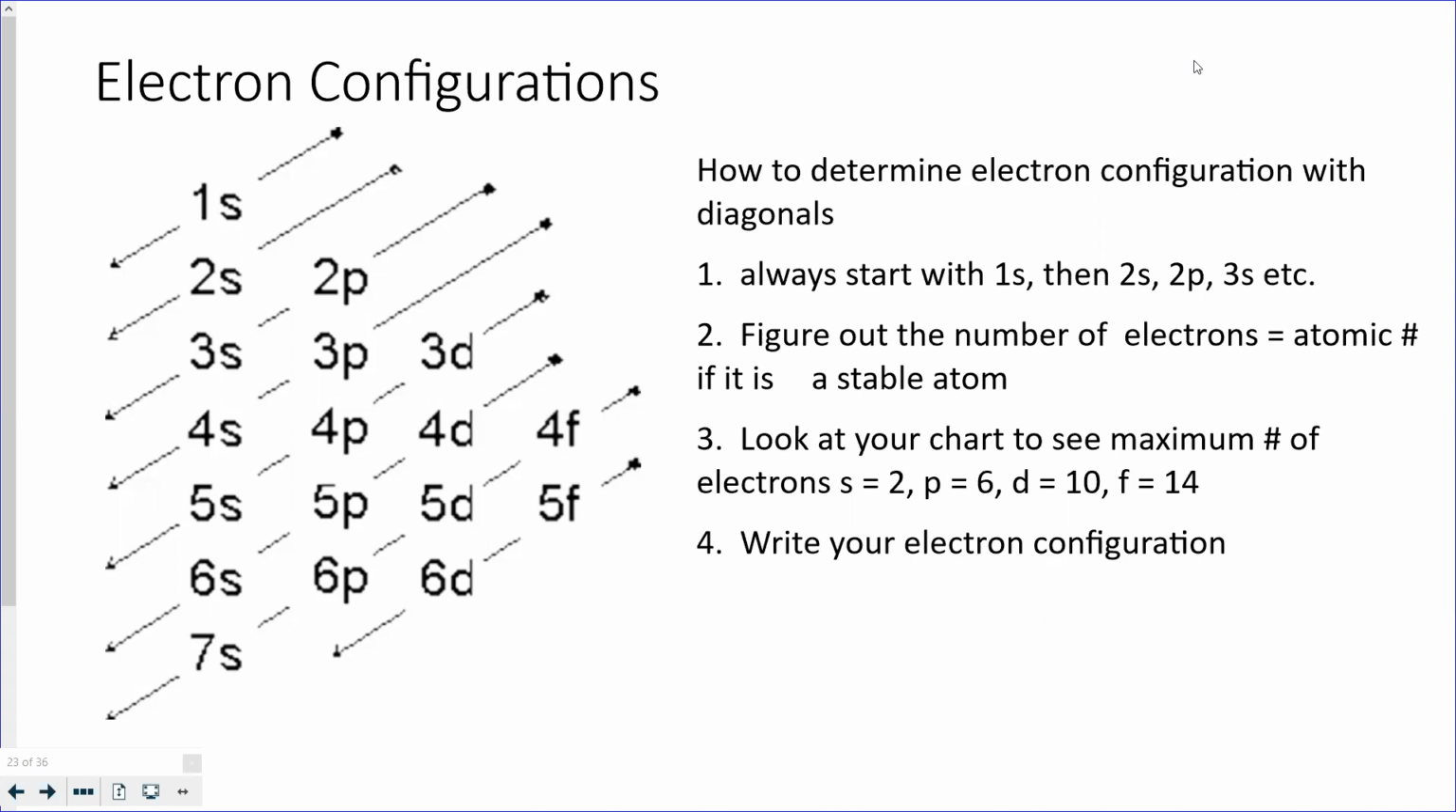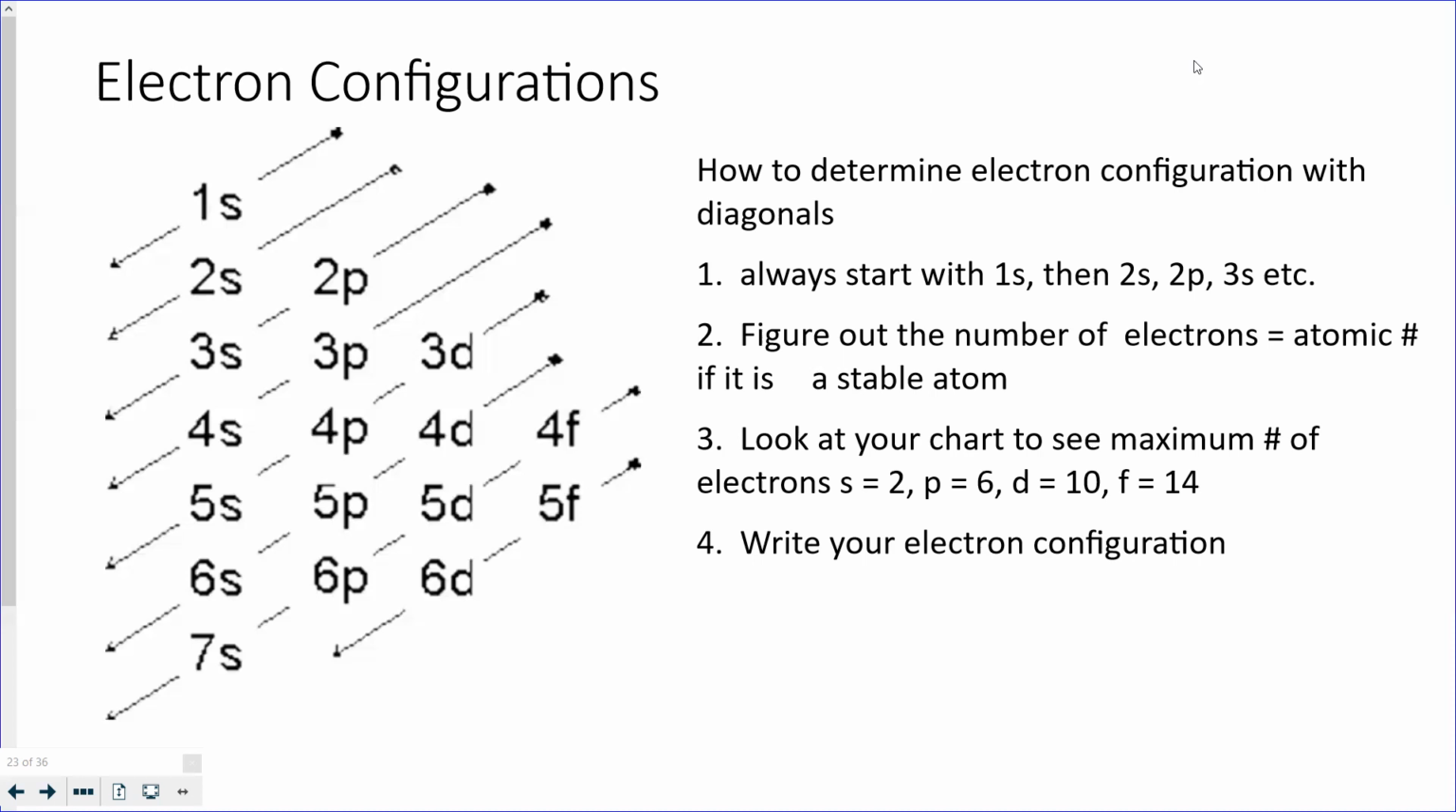So some key tips that we're going to look at when writing these out is we want to always start with 1S. So we always start at the top of our diagonal and work our way down. And they always go in this order. So it always goes 1S, then 2S, then 2P, 3S, 3P, 4S, and then 3D. So there are some that seem out of order, but it's based off of the energy that they have.